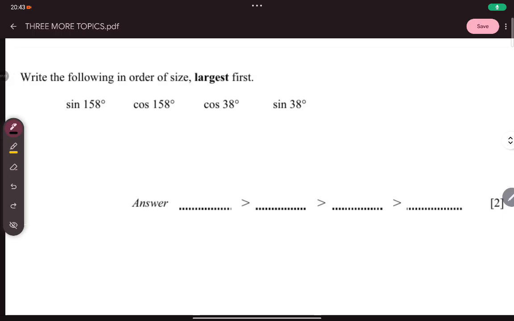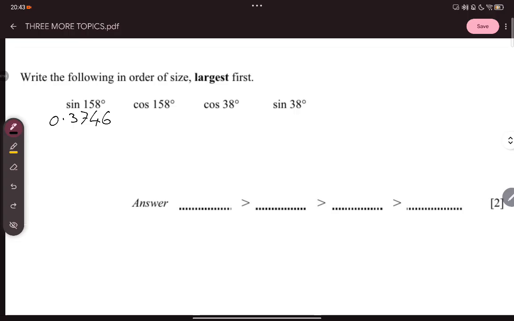Another exam question to try, but do read it. What's the difference with this one? Write the following in order of size, largest first. Apart from that, the method is going to be exactly the same. So if you like, you pause the video, try the question, and then restart. So sine 158 degrees is 0.3746, 4 digits after the decimal point.